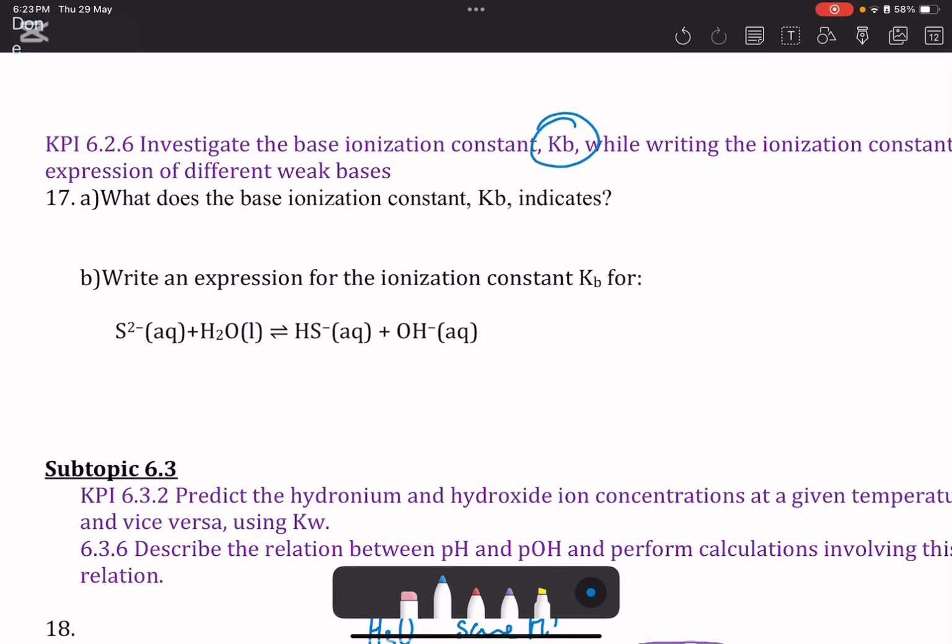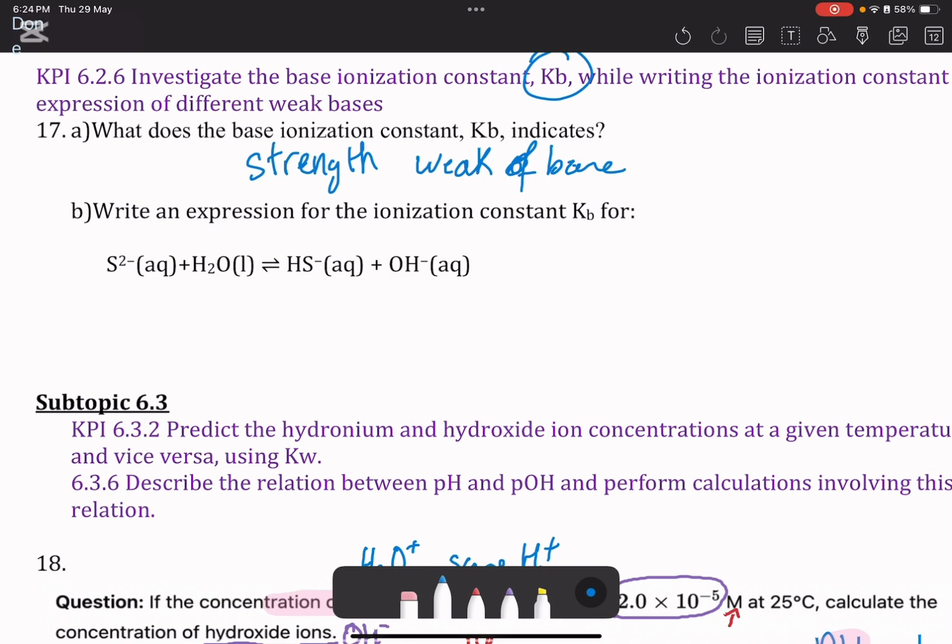Now moving on to Kb. Again, Kb will show you the degree of ionization or the strength of a given weak base, the degree of ionization of a base in water. If it's a weak base, it will barely ionize, and the numerical value of Kb will show that.